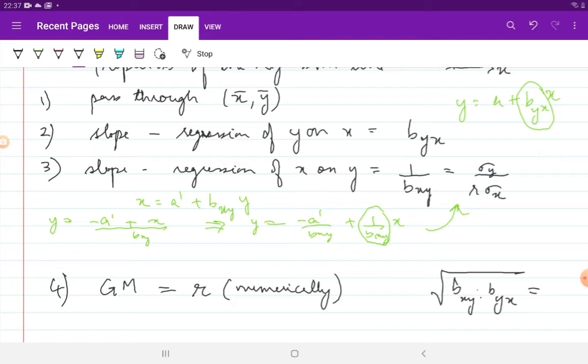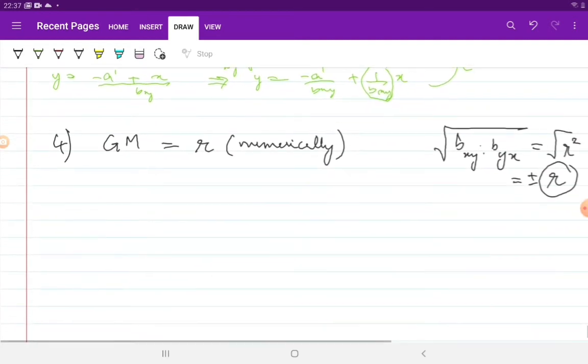And we had shown that the product of the two is r square. So the geometric mean would be plus or minus r. So numerically, your geometric mean will be equal to the correlation coefficient. In terms of sign, it depends on which square root, positive square root or negative square root, that you're taking into consideration. So that was the fourth property.